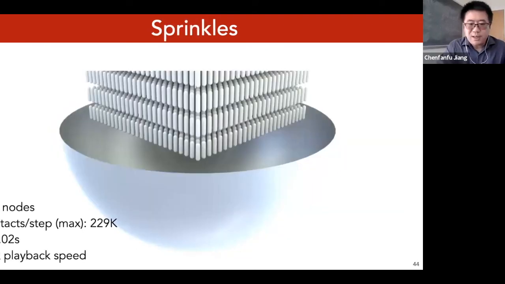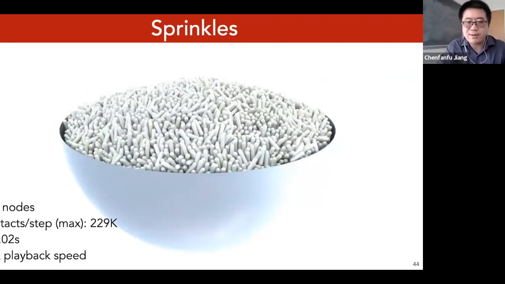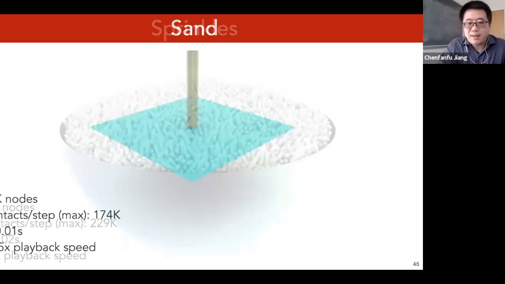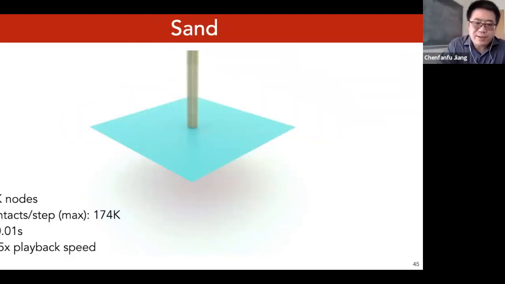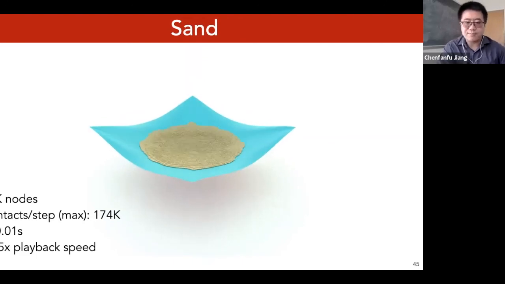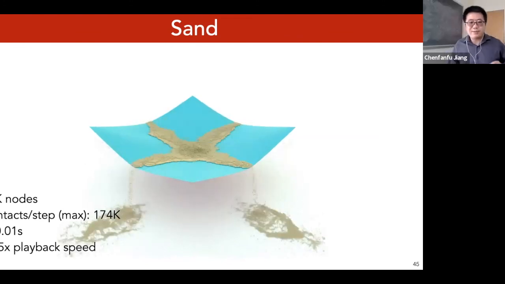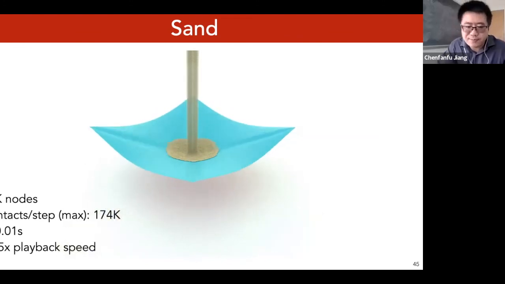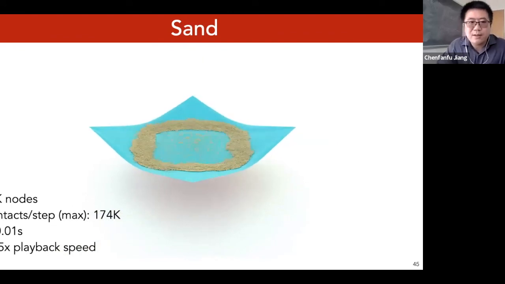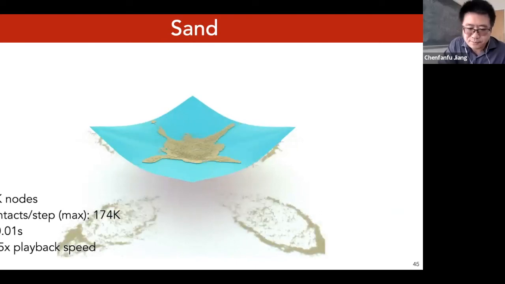And we can also simulate sprinkles by representing each sprinkle as a single segment with 2 nodes. Then in the codimension 3 case, we can also simulate 1D objects in 3D, basically spherical sand particles, by treating each sand grain as a single vertex, a single point. Then our framework handles a point-to-point frictional contact.